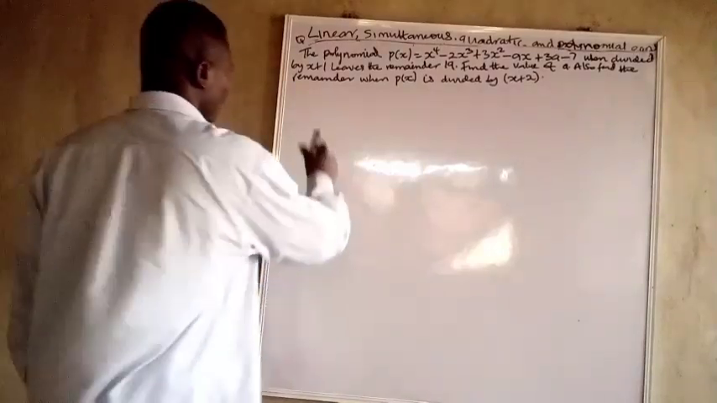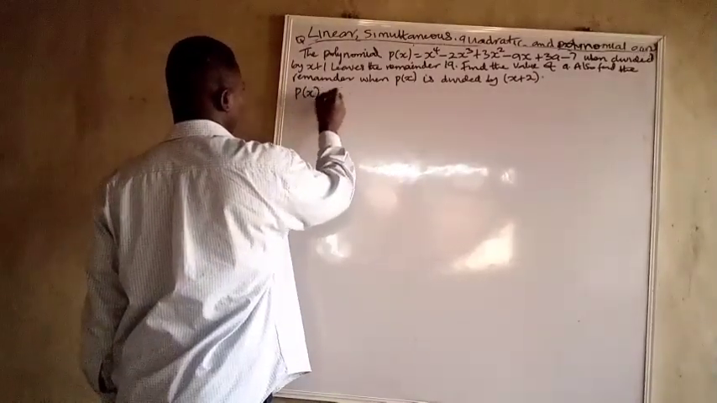The polynomial px equals x raised to the power 4 minus 2x cubed plus 3x squared minus ax plus 3a minus 7. When divided by x plus 1, it leaves the remainder 19. Find the value of a. Also find the remainder when px is divided by x plus 2. Now this is what happens.